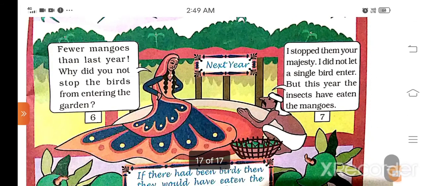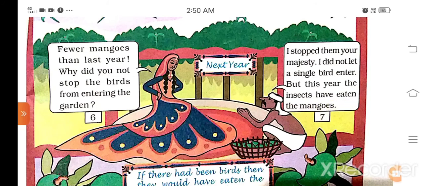Then what happened? The next year, the queen is telling there are fewer mangoes than last year. Why did you not stop the birds from entering the garden? The queen thought that the birds were not stopped, and that is why the birds had eaten all the mangoes. That's why she is asking why there are only fewer mangoes. Then the gardener answered, I stopped them, Your Majesty. I did not let a single bird enter. But this year the insects have eaten the mangoes.